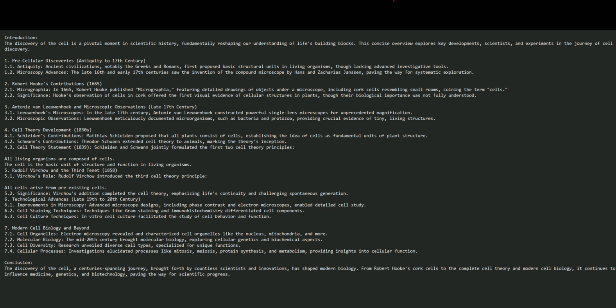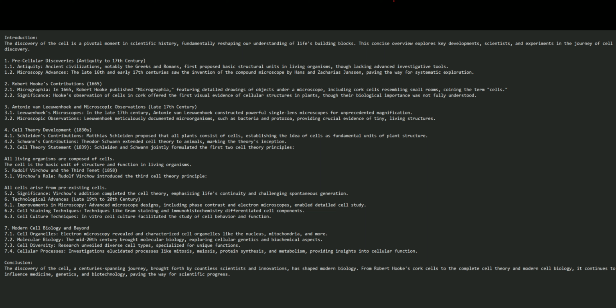Virchow's role. Rudolf Virchow, a German physician and pathologist, made a significant contribution to the cell theory in 1858. He proposed the third tenet: all cells arise from pre-existing cells. Significance. Virchow's addition completed the cell theory, emphasizing the continuity of life and challenging the prevailing idea of spontaneous generation. Sixth, technological advances in cell research, late 19th to 20th century.